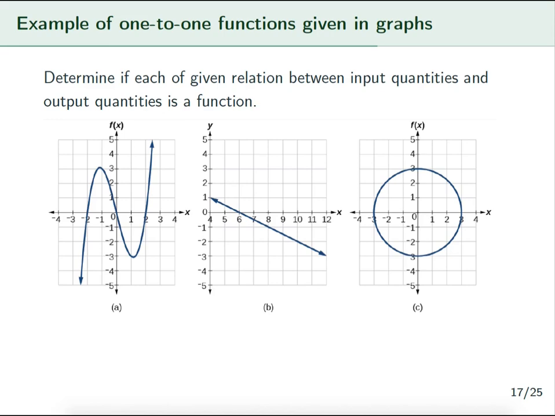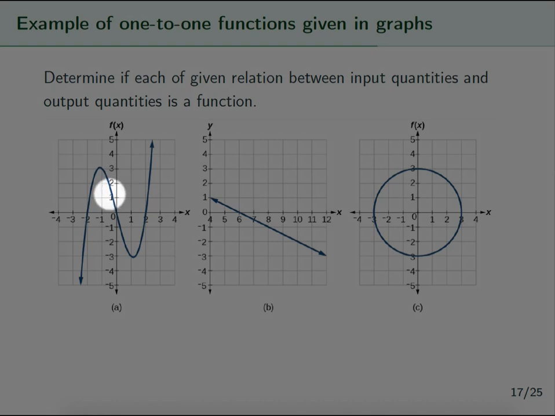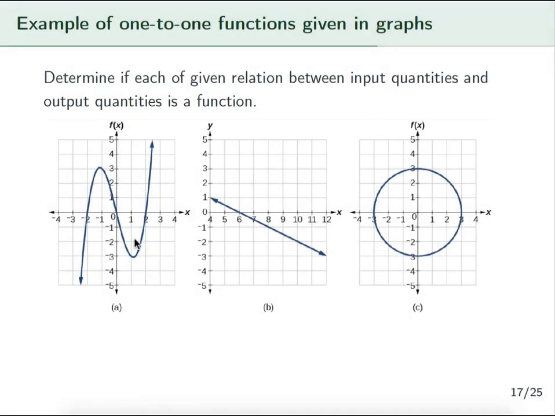So how can we determine if functions given in graphs are one-to-one functions? We can see here, pick an output. For example, output of 2 right here. Output of 2 has input 1, maybe 2.1. And it also has an input of maybe negative 0.5. And it also has an input of about negative 1.8. So this graph is not a one-to-one function. It is a function, but it's not a one-to-one function.